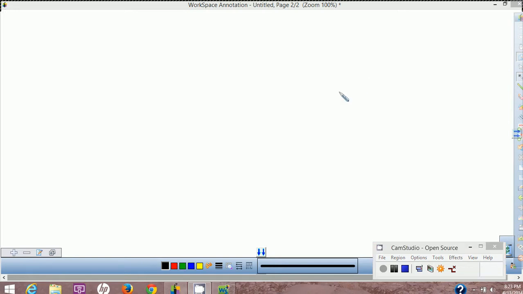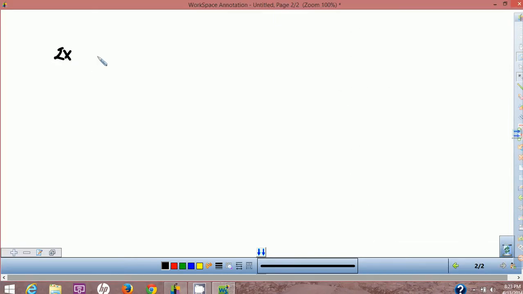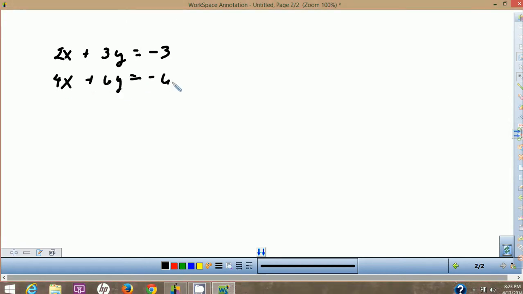This is video R2, and we're going to do a quick review of systems of equations and inequalities. We're going to use this particular system for our review of equations, and it's a very simple one: 2x plus 3y is equal to negative 3, and 4x plus 6y is equal to negative 6. We have several ways that we could solve this system.